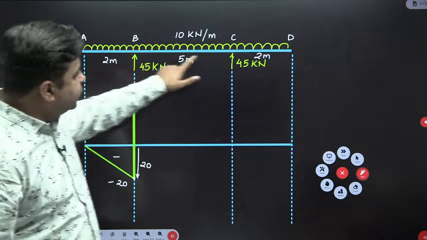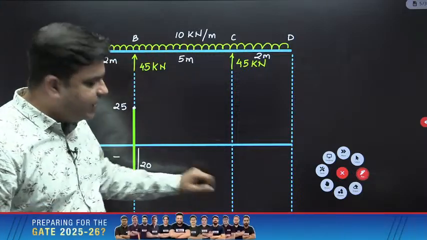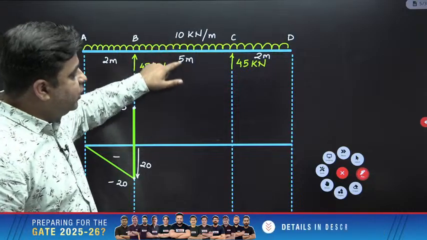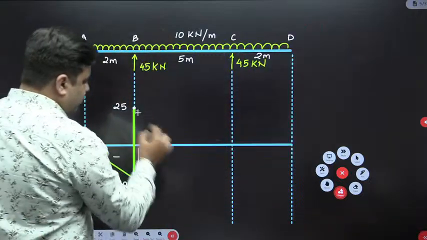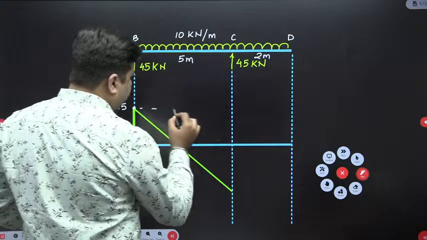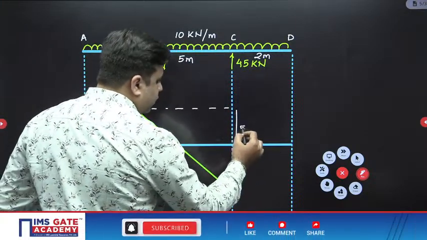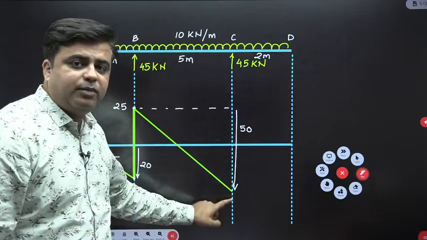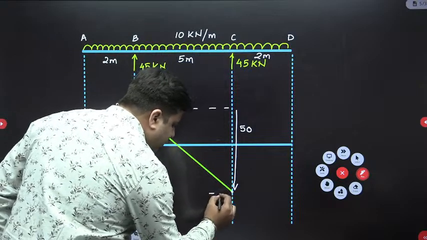Now over this portion BC, again your UDL is acting downward, so I need to move linearly down by how much amount? 10 into 5. So 10 into 5 is 50. So I need to move linearly down by the amount of 50. So this downward movement from here is 50. So if this value is 25, what will be this value? This value will be minus 25.